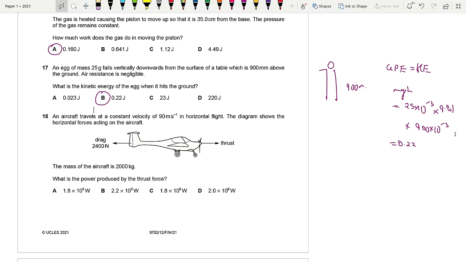So an aircraft travels at a constant velocity of 90 meters per second in horizontal flight. The diagram shows the horizontal forces acting on the aircraft. Okay. The mass of the aircraft is 2000 kg. What is the power produced by the thrust force?